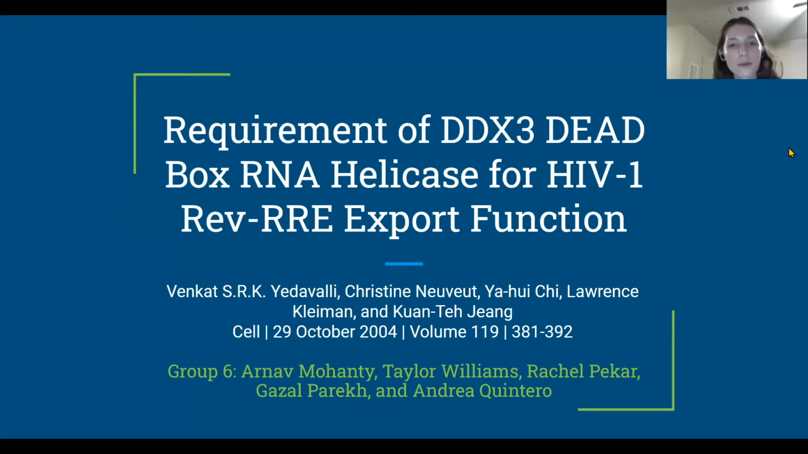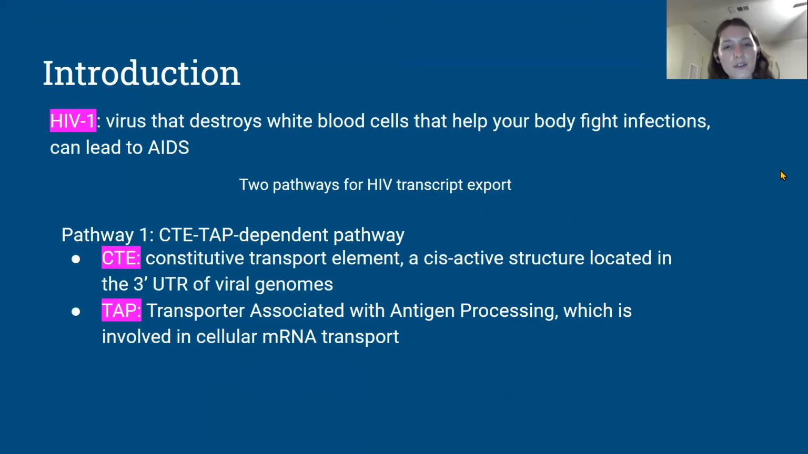Our article was "Requirement of DDX3 DEAD Box RNA Helicase for HIV-1 Rev-RRE Export Function." Human immunodeficiency virus, HIV-1, is a virus that destroys white blood cells and can lead to AIDS. Its gene expression is determined post-transcriptionally through RNA export from the nucleus to the cytoplasm, and export of HIV-1 transcripts occurs through two independent routes.